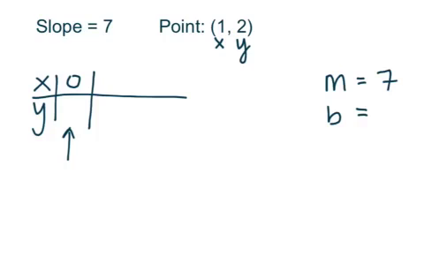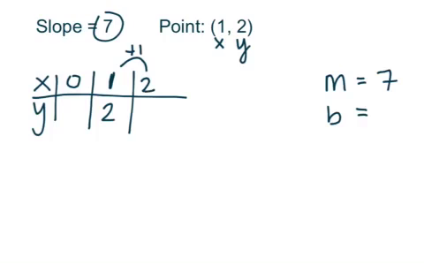Now the point I have is when x is 1, y is 2. And our slope is 7 is the other information I have. Now our slope tells us the pattern of change. Every time our x value goes up by 1, our y value goes up by 7 because our slope is 7. So this next y value would be 9. But this isn't the direction I want to go. I want to work backwards because I want to know when x is 0.